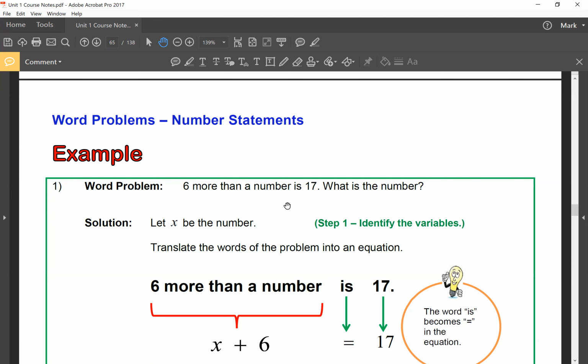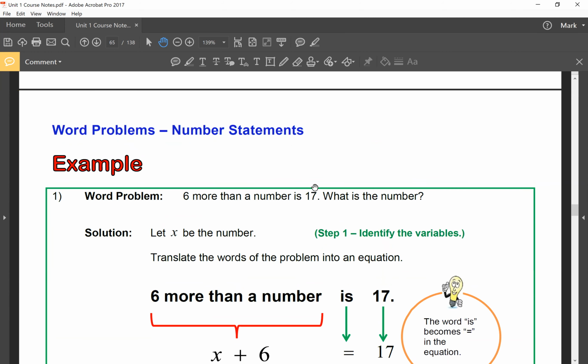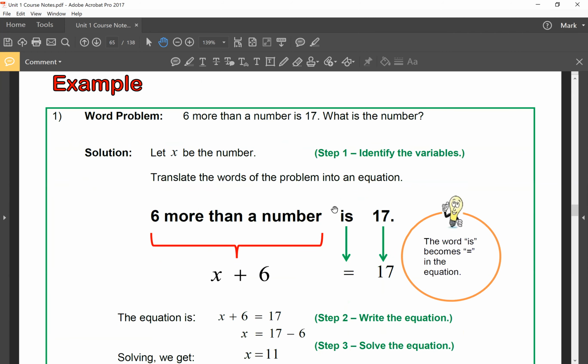Really, guys, that's just a warm up. This is where topic number 7 gets important. The word problems where we solve something. These are called number statements. 6 more than a number is 17. What is the number? So what we're trying to do is turn this into an equation.